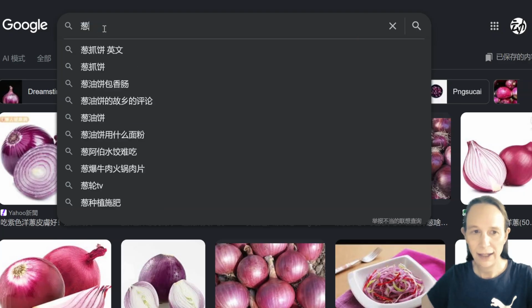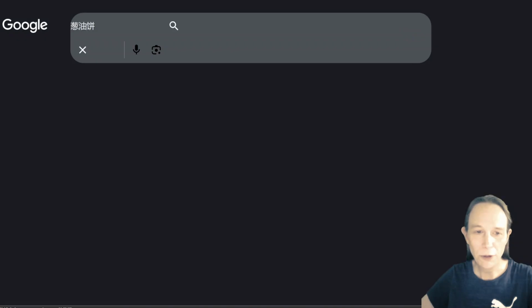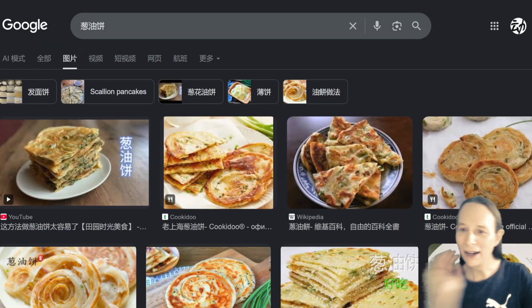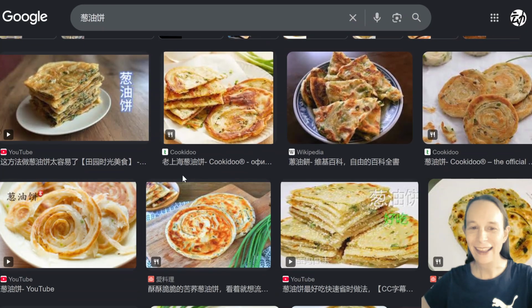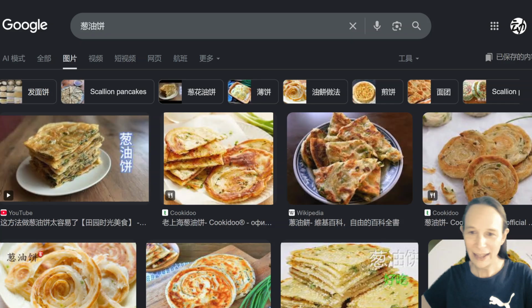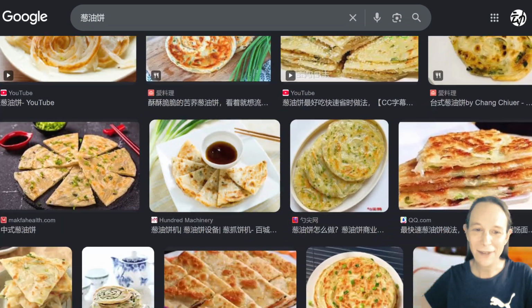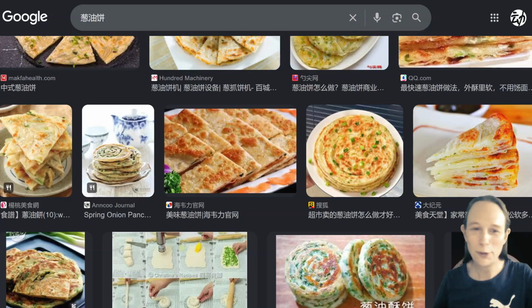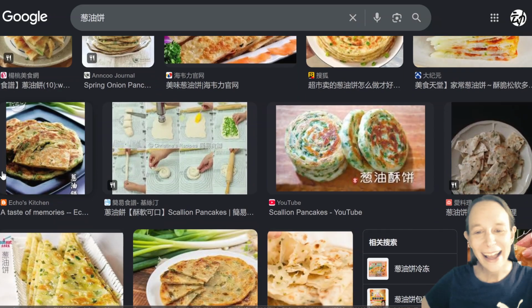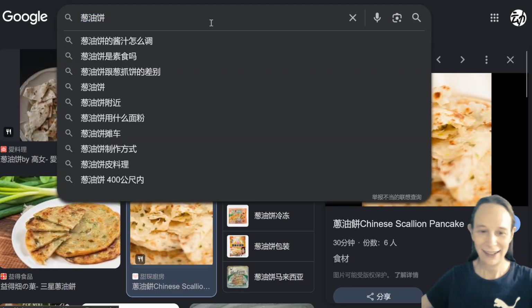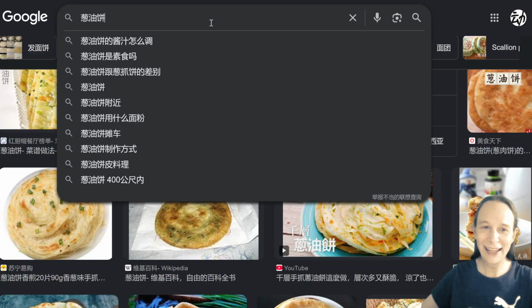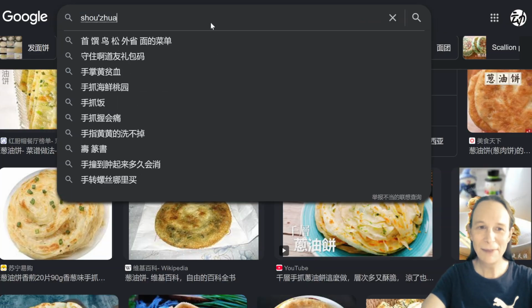葱, 葱抓饼. 葱油饼. Yeah, this one is common. Oh, I like 葱油饼. Not very healthy. Aside from onions, there are no vegetables in there. It's just oil and flour and things. Not very healthy, but oh, I do like a nice 葱油饼. Yeah, I like it when it's like this. And 手抓饼. I'm gonna make myself hungry.